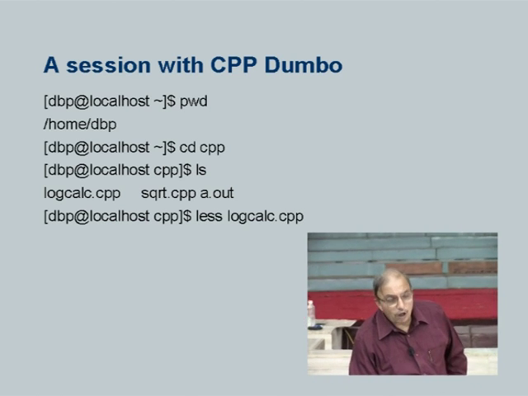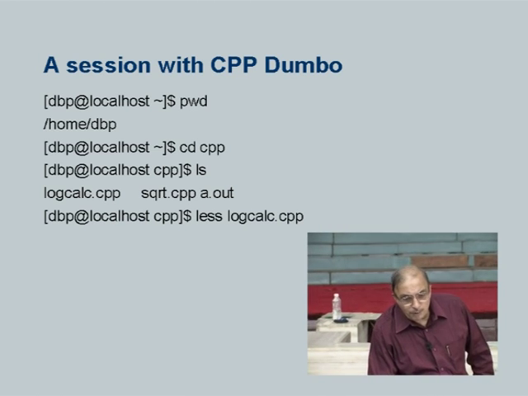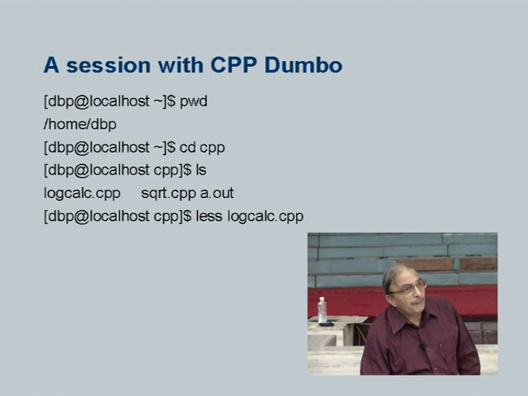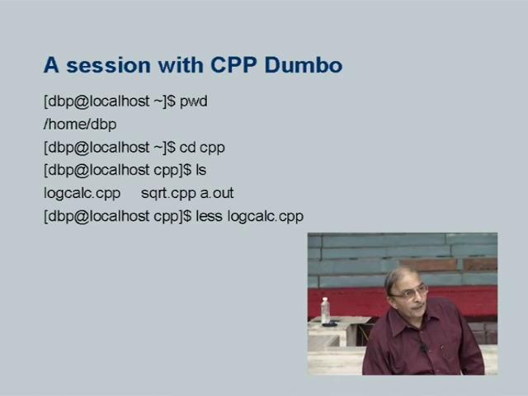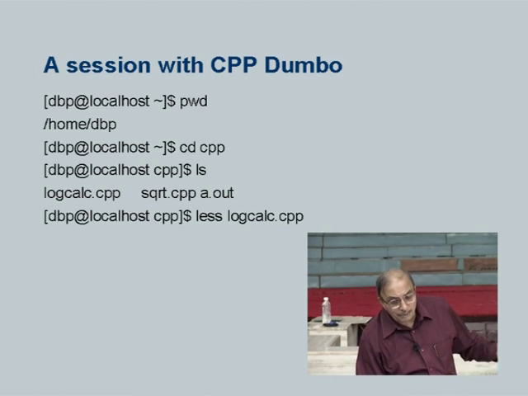What I have written here is called PWD. PWD effectively gives me what is known as the working directory, or present working directory. So /home/DBP is my home directory. If I say CD CPP, CD means change directory. So this will change directory to another name called CPP. Within this directory, there is another directory, CPP. It is indicated on my terminal by Dumbo saying I have gone to CPP now. Again, it gives a dollar sign.